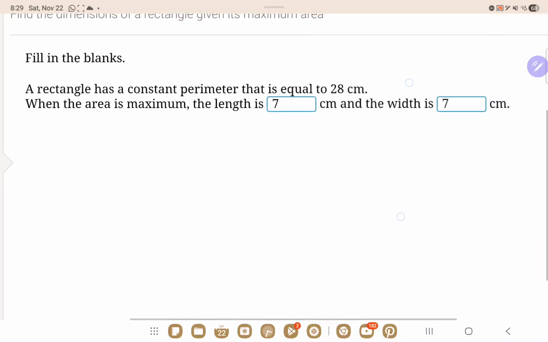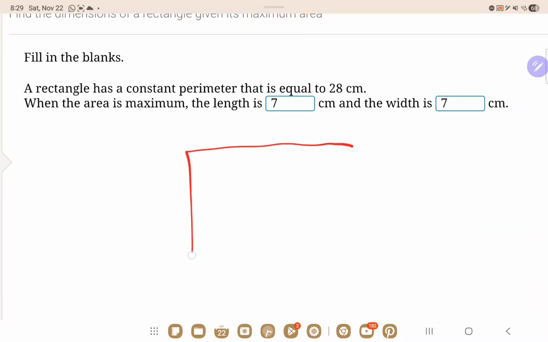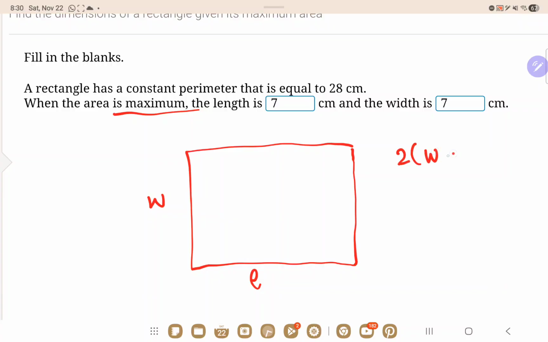You have a rectangle and it has a constant perimeter. So you have a nice rectangle, with the width and the length. They want, when the area is maximum, the length is something and the width is something. So what's the perimeter? It's 2 times width plus length. That's what perimeter is, and they're telling you it's constantly 28. So the width plus the length has to equal 14.